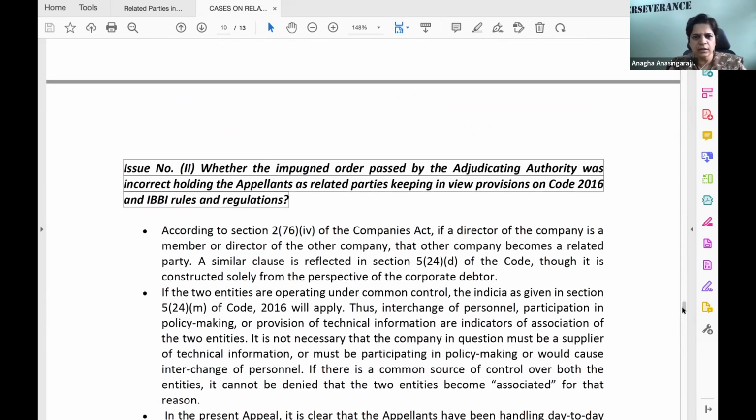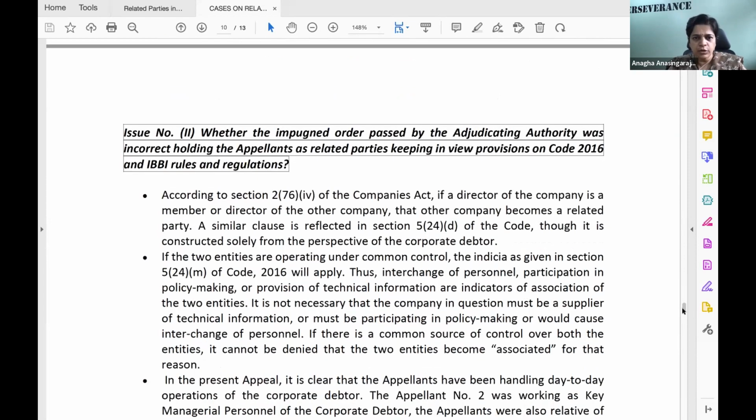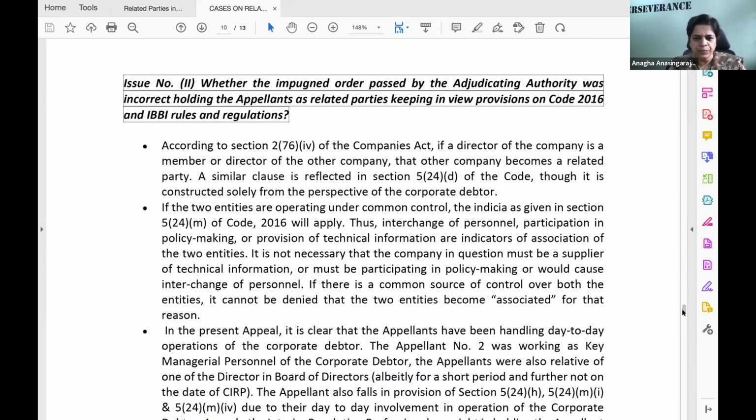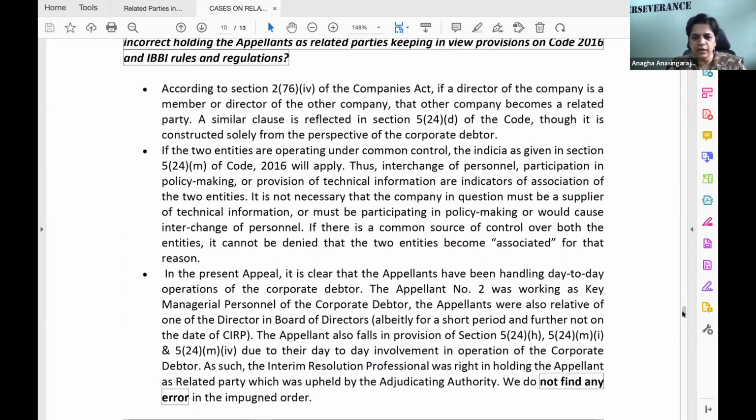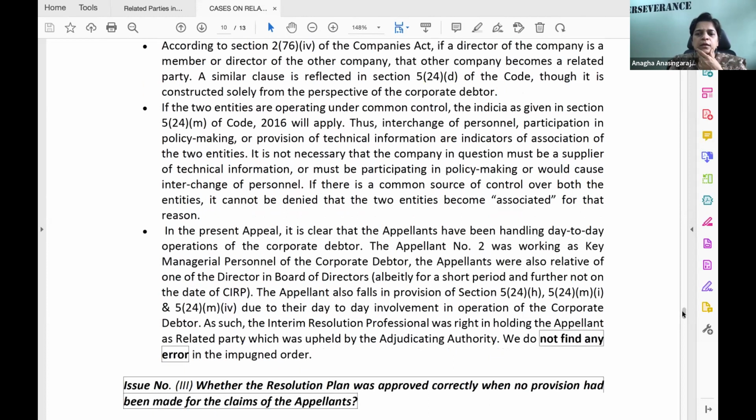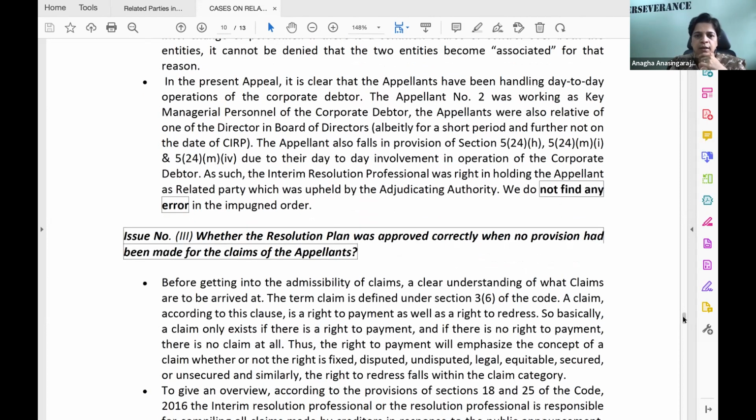Now the question which was discussed was whether the NCLT's order was incorrect in holding these as related parties in the code, something similar to what we saw in the Phoenix ARC judgment. At the end, they have said that they are related parties under 5(24)(m), common control, and interchange of personnel, participation and all those things were held in this particular case. So this case may be a reference if you want to see what all cases can fall under this common control thing, and we can read the facts of that case. Based on this, it has held that the appellants were indeed related parties, and there is no error in the NCLT order.